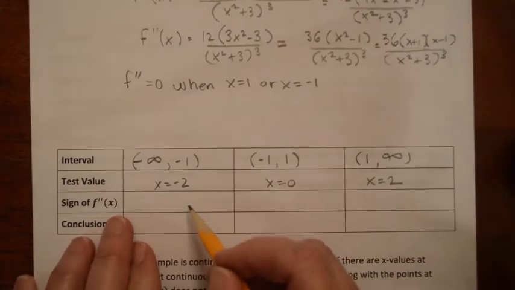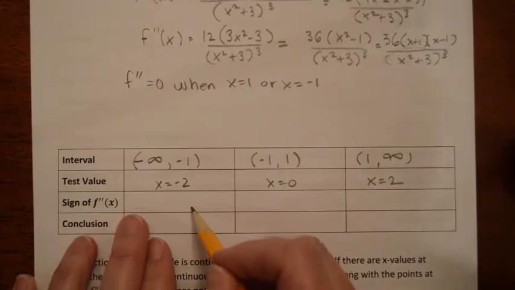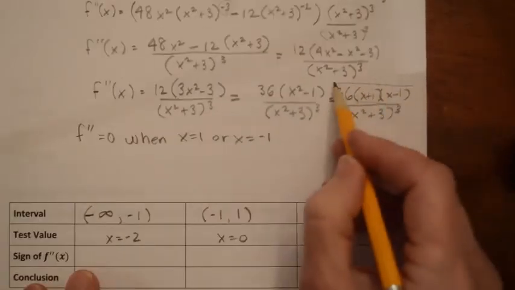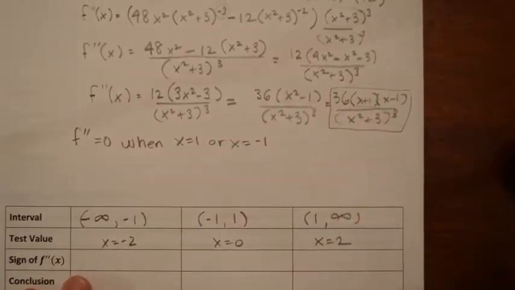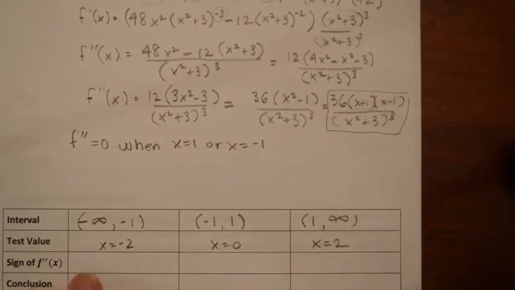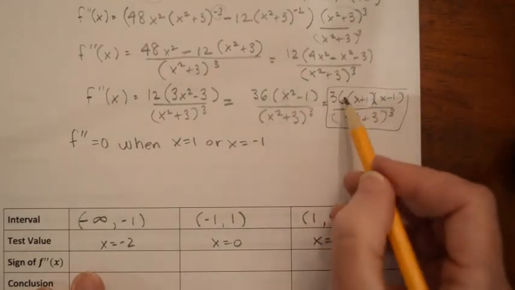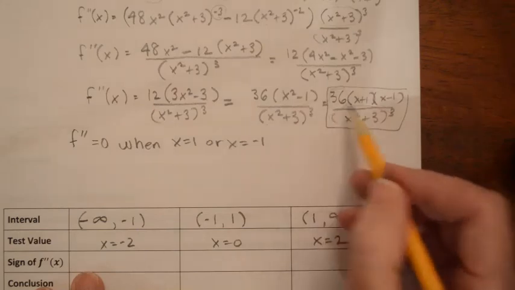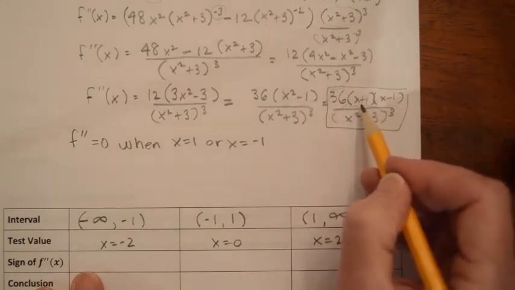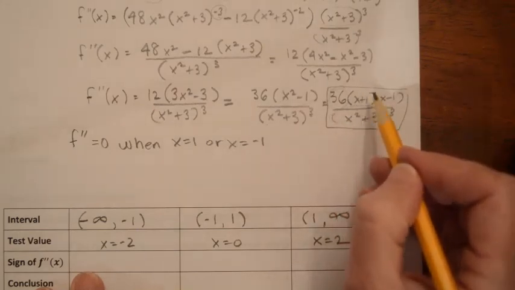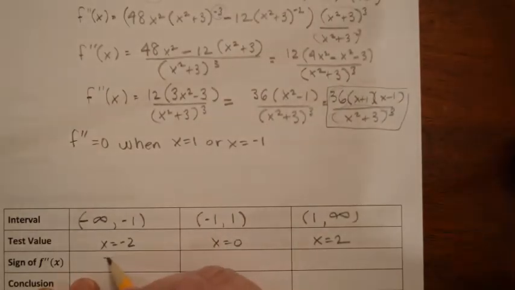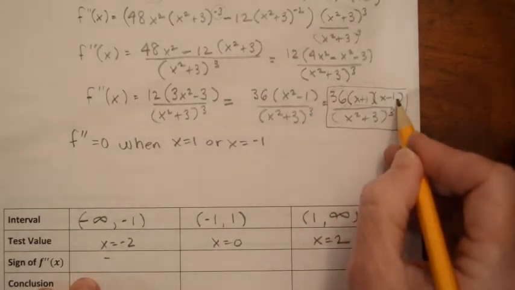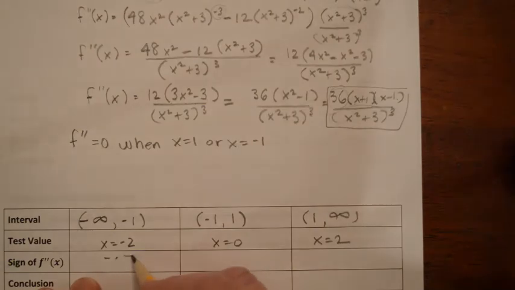And then this asks us to find the sign of the second derivative. So again, I'm going to use this version of it. It's the most factored version that I have. So when I plug negative 2 in there, again, the 36 is always positive, so we don't have to worry about this. When I do negative 2 plus 1, I get a negative. I'm just going to write that down here, negative. When I do negative 2 minus 1 here, I get another negative. And the bottom is always going to be positive. So I have negative times negative over positive, which is going to be positive.